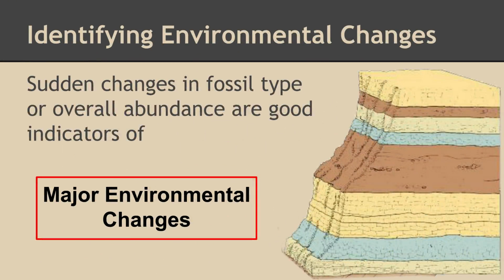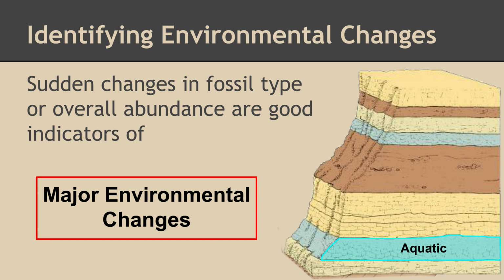In terms of earth science, we can use fossil evidence to really reconstruct how the environment has changed. And the way we do that is looking at sudden changes in fossil type or the overall abundance in fossils. So let's start with the overall abundance. Let's say we are analyzing fossils in a specific layer of rock, and we're counting and keeping track of all the organisms that existed in that environment that were preserved from that time period. And let's say this is an aquatic environment.